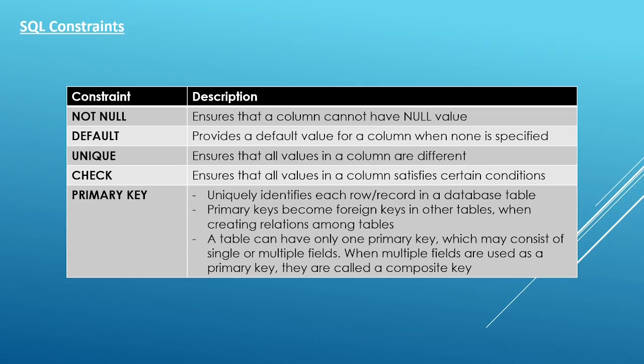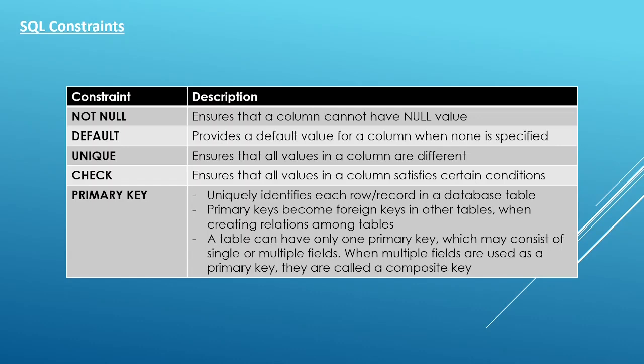Next is unique. Whenever in a certain column you want to have all values to be different, use the unique keyword. Check. Whenever you want a particular condition to be satisfied for a certain column, like for example, if you want a voter database and you want to see that the database has only users with 18 and above age, you can use a constraint to check their age to be above 18.